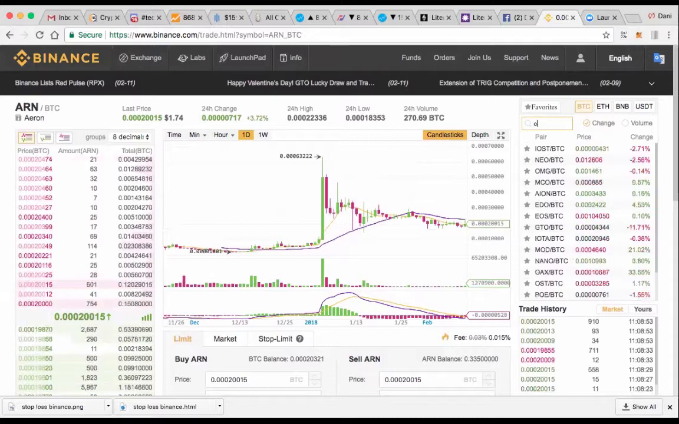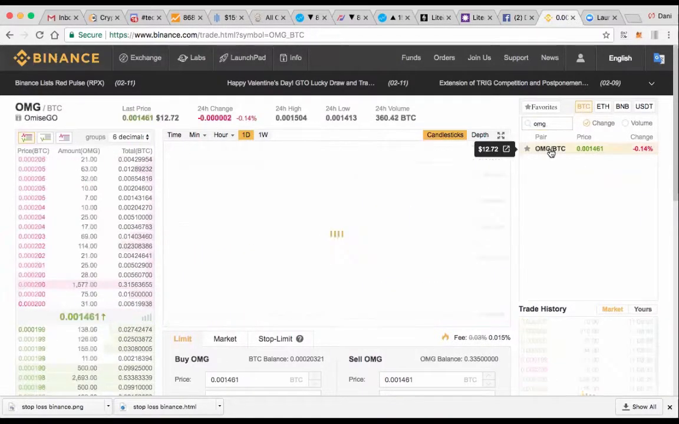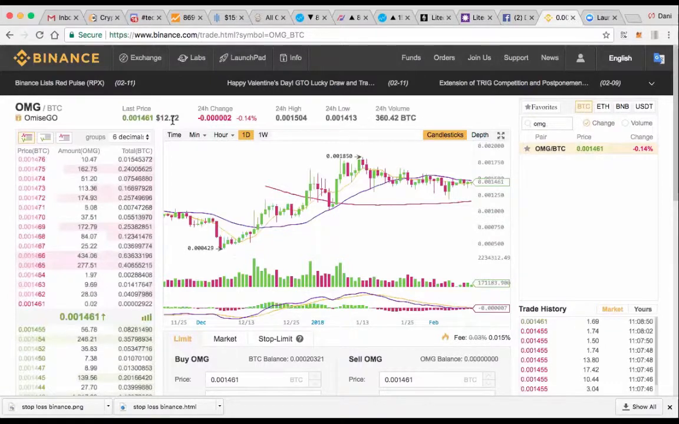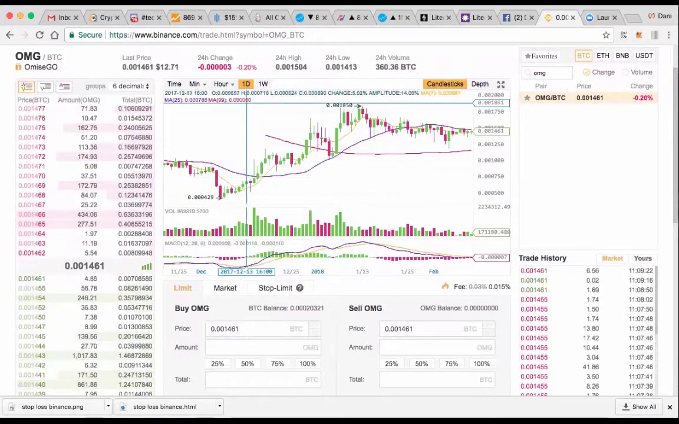Let's say we're looking at OmiseGO. So I type in OMG, I can click right here on it, and I'm able to go look at it. It shows you the Bitcoin price versus the US dollar price. It shows you the change in the last 24 hours, up or down, the high, the low, and the volume that's being traded. I can look at the chart here, very limited charting.